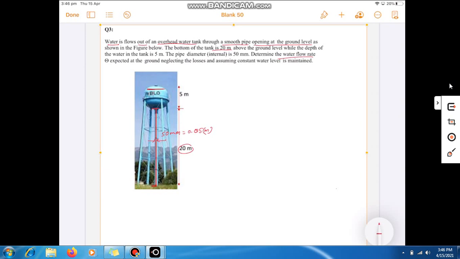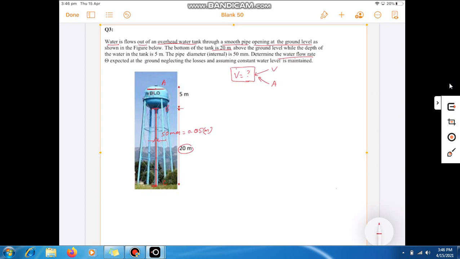We have to find the water flow rate. It means we have to find volume flow rate. To find volume flow rate is similar to question 2. We have to know the velocity and the cross-section area. In this case, I have the point on the water surface as point A, the bottom of the tank is B, the ground is point C.